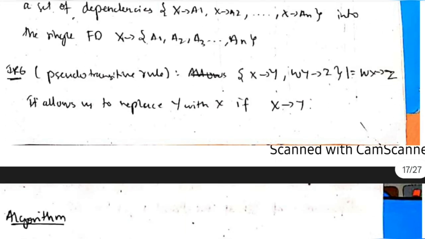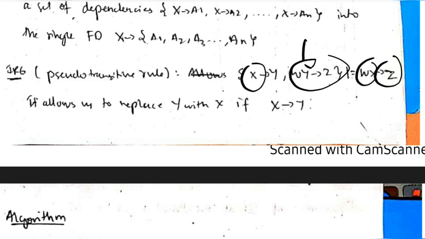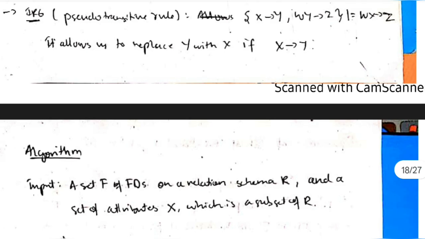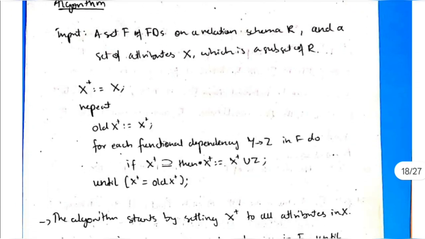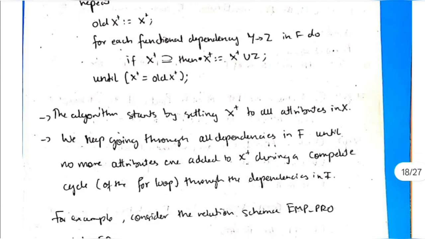And if X determines Y, and WY determines Z, that means we can replace wherever Y is present here with X. So it will be WX determines Z. Based on these rules, we have an algorithm here. Let's understand the working of the algorithm.